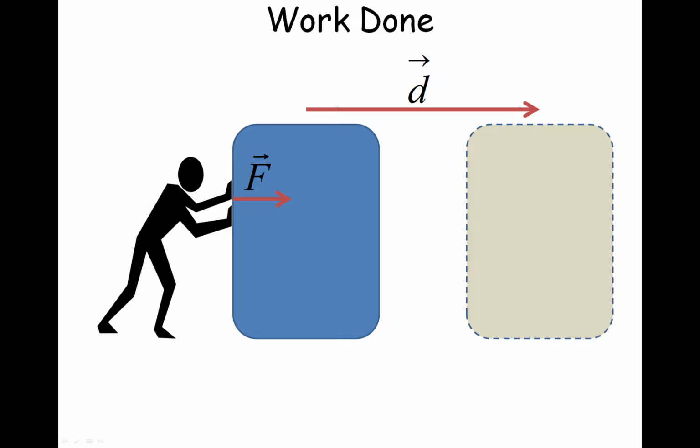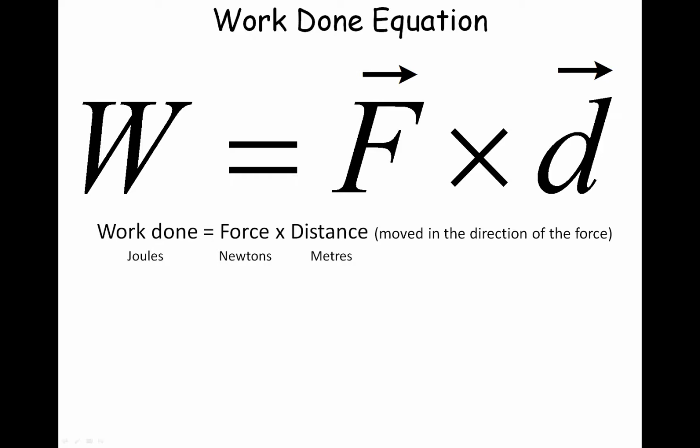So let's take a look at the equation. We have that the work done is equal to F times d, where F is the force and d is the distance moved in the direction of that force. So here's the key point. The distance moved is the same direction as the direction that the force is applied.